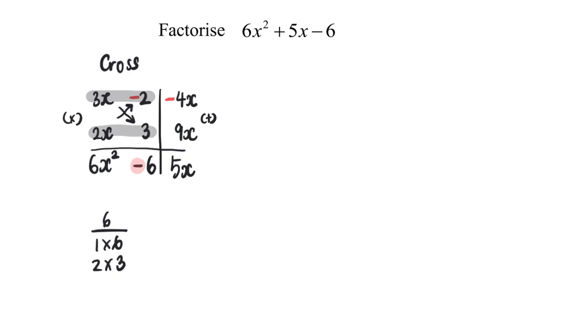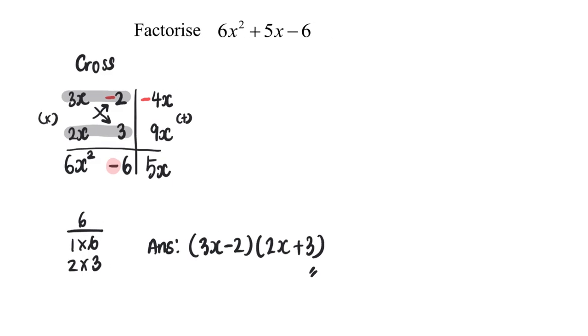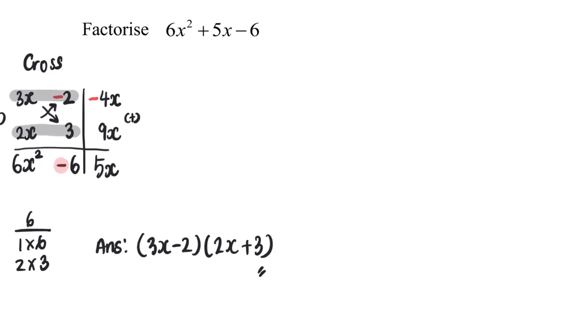Okay, so the answer is 3x minus 2, 2x positive 3. That's using the cross chart method. Well, using the multiplication method, then this is how it will be presented.